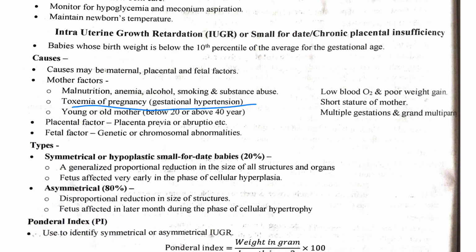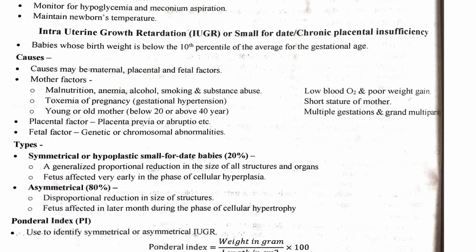hypertension, young or old mother, below 20 or above 40 years. Placental factors: placenta previa or abruptio, etc. Fetal factors: genetic or chromosomal abnormalities, low blood O2 and poor weight gain, short stature of mother, multiple gestations and grand multiparity.